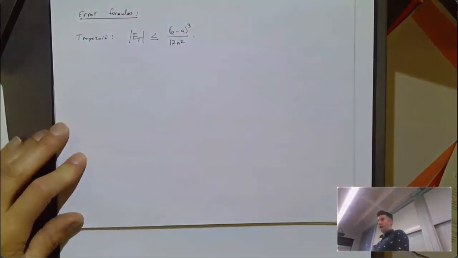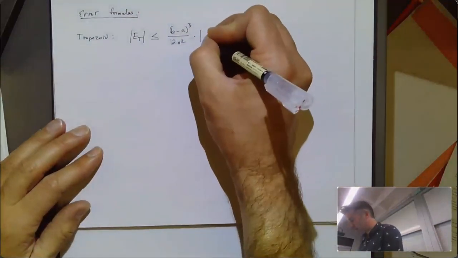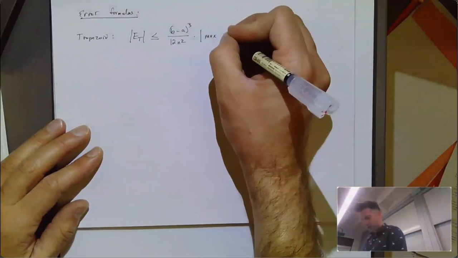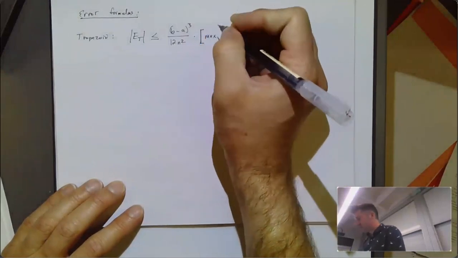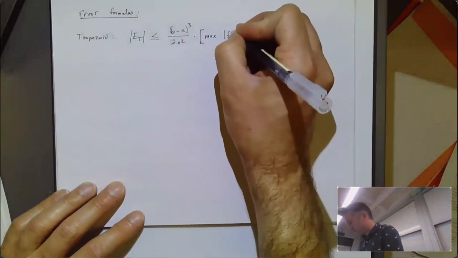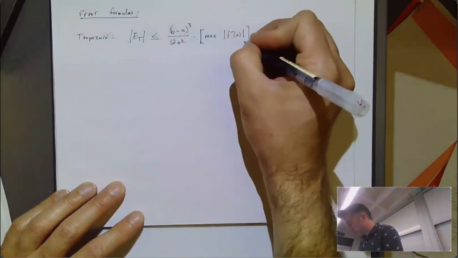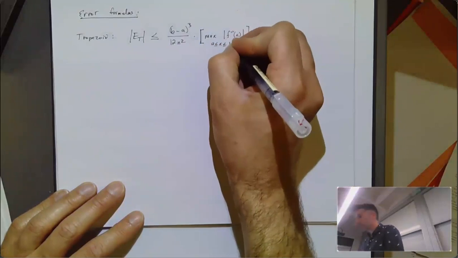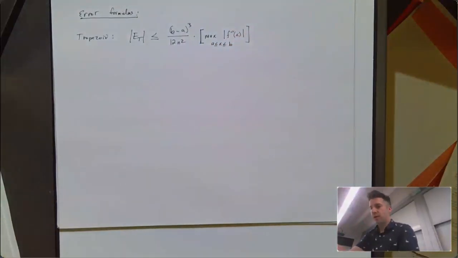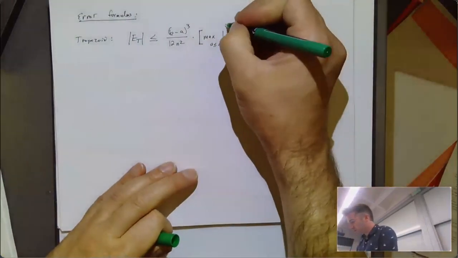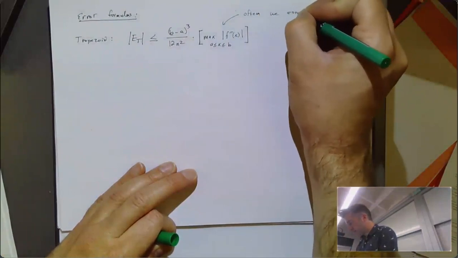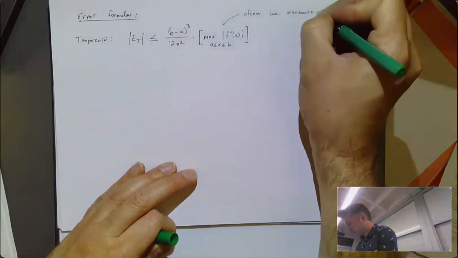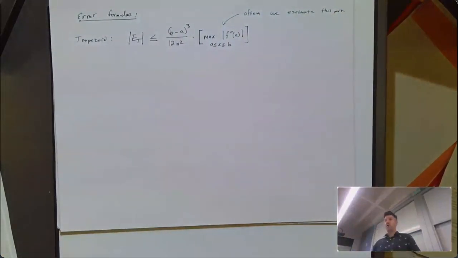times, and here's the part where we actually have to do some work: the maximum of the absolute value of the second derivative, where x is between a and b. And I will just mention that often we estimate this part. So we don't always find the exact value for the maximum. Sometimes we say this value is good enough.